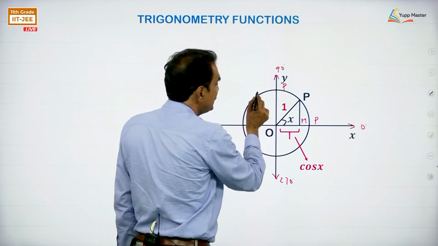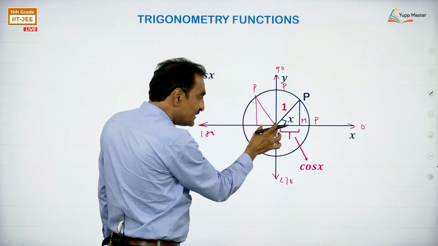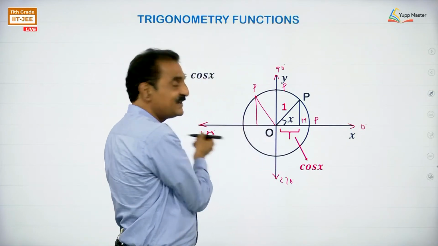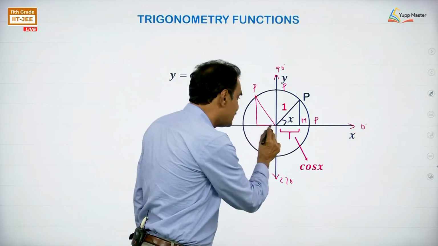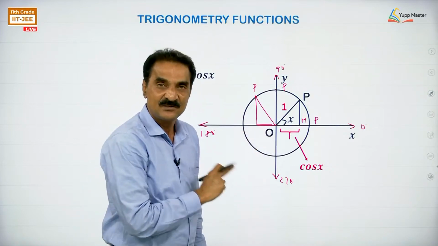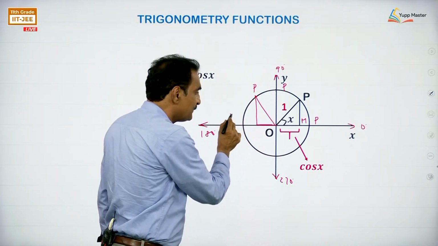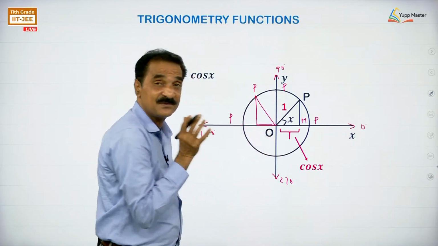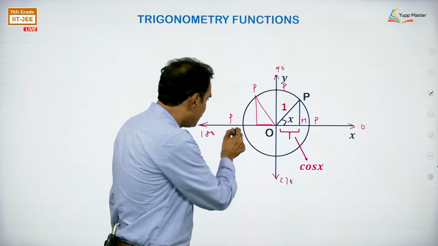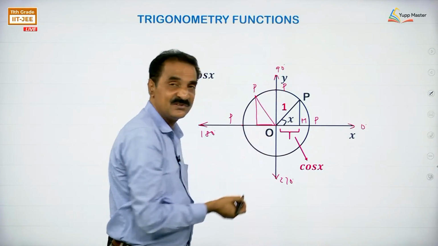When P further moves this side, what happens? This adjacent side starts decreasing, but magnitude is increasing. Because this is the negative direction of the x axis, we take this with a negative sign. Though the magnitude is increasing, because of the negative sign, we say that it is decreasing. Then when P comes to this position, the value of this adjacent side becomes minus 1. Magnitude is 1, but negative sign. That is why cos 180 degrees is minus 1, cos 90 degrees is 0.